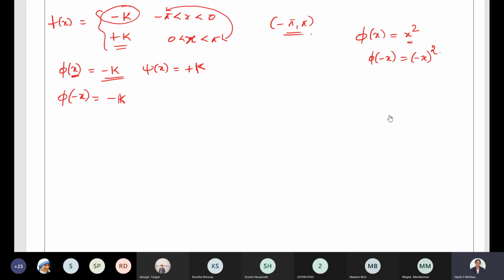Phi of x is equal to k. It is a constant. It does not depend on the value of x. So whether you put the value of x as plus or minus, it does not alter the sign of k because k does not depend on x. Phi of minus x will be minus k itself, which is negative of xi of x because xi of x is plus k. We have got it here to be minus k, which is negative of xi of x. So what can we conclude from this?